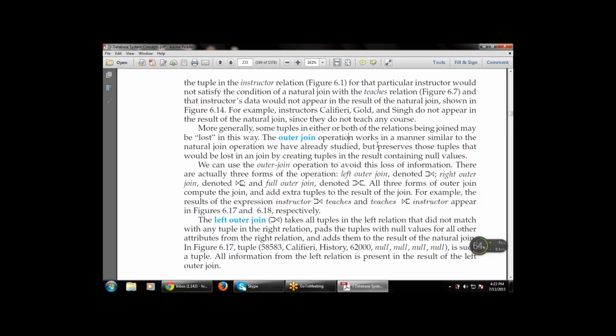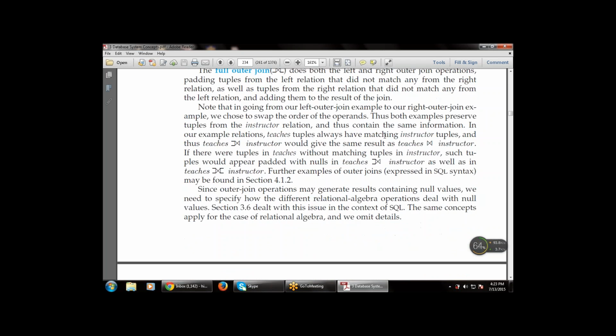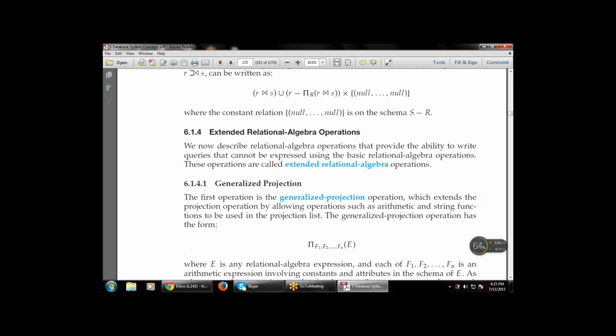Then one by one we have discussed the left outer join, the right outer join, and the full outer join. Next are the extended relational algebra operations. One is the generalized projection, which extends the projection operation by allowing arithmetic and string functions to be used in the projection list. That is how arithmetic and string functions are used in the projection list. The generalized projection operation has this form.